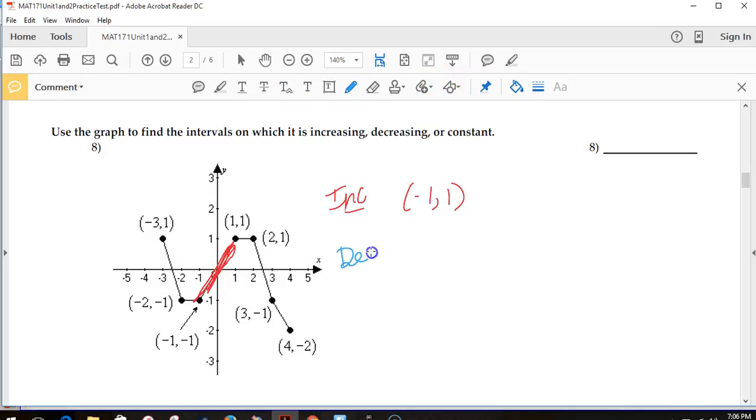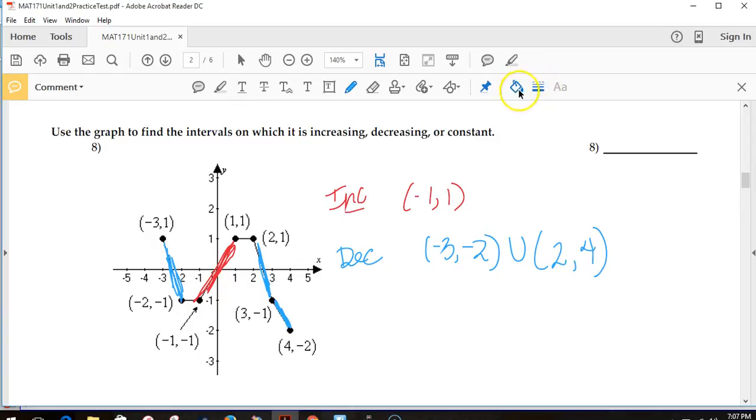Now let's look at decreasing. I am decreasing in this section, and actually in this section. So we are going to be decreasing from the -3 to the -2. Again, from the 2 to the 4. I think that it's fine to go ahead and write it like that.